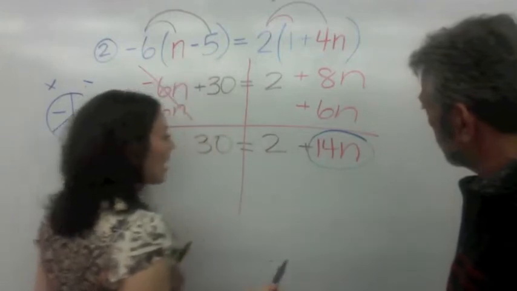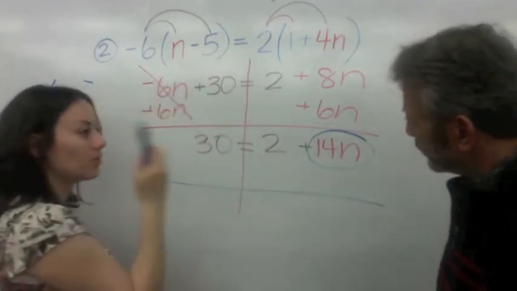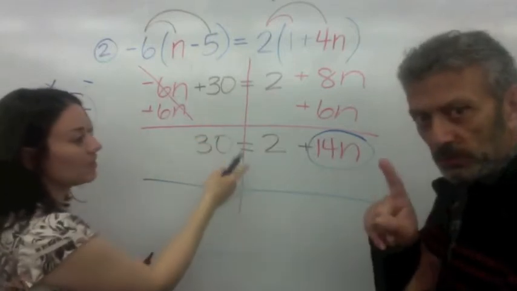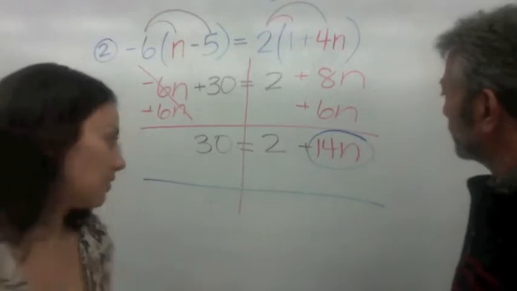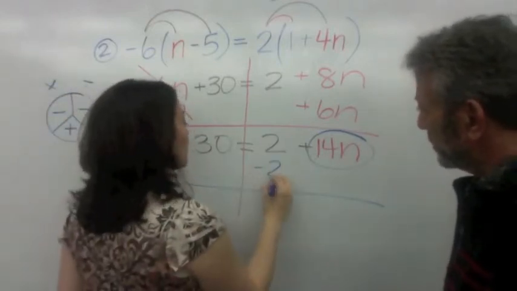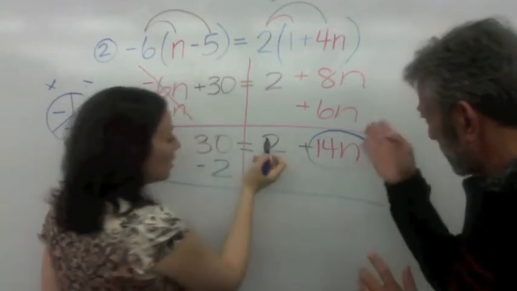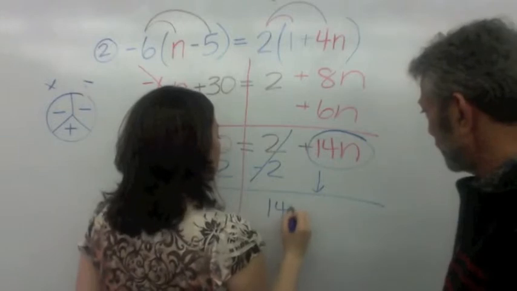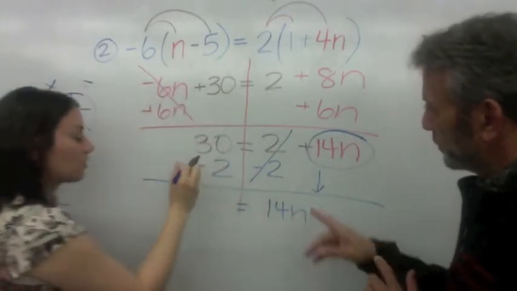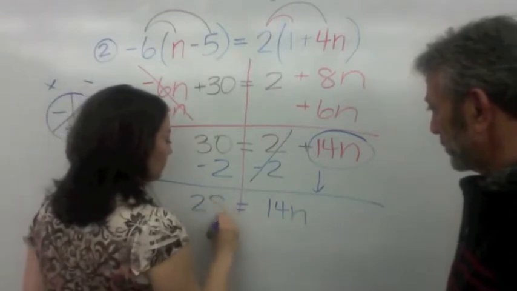So you circle n and you make your second T. This is T number 1. This is T number 2. And so what's the opposite of positive 2? Negative 2. So you subtract 2 from both sides. And then 2 minus 2 is 0. You're going to bring down 14n. And 14n equals 30 take away 2 is? 28.